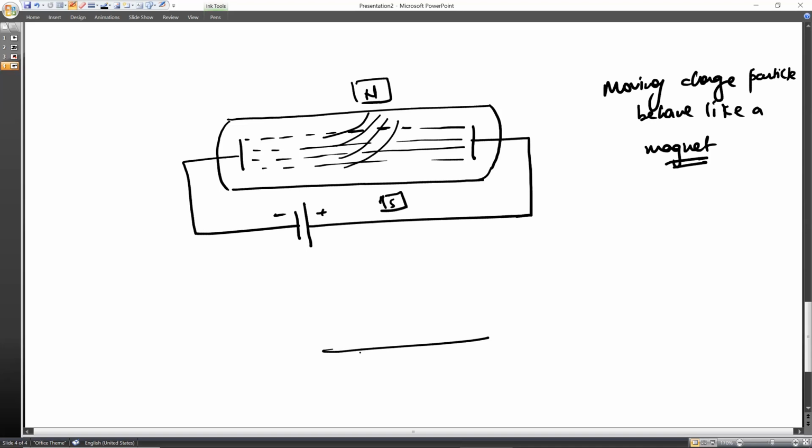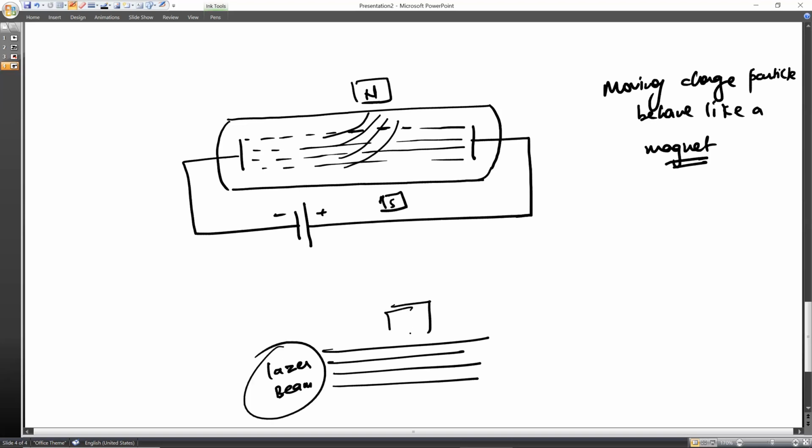And this is the only proof that these beams are of charged particles. If you have a non-charged particle light beam, like laser light, a laser beam is a non-charged particle beam. If you bring a North Pole and South Pole, a magnetic field, near it, it will not get deflected, because non-charged particles do not behave like a magnet.